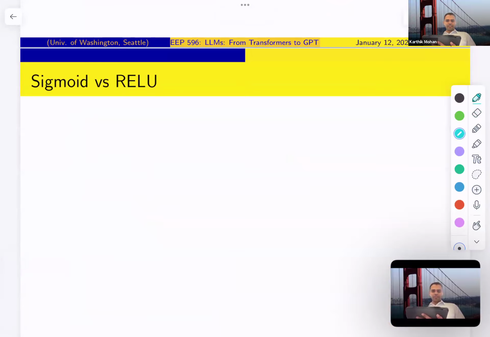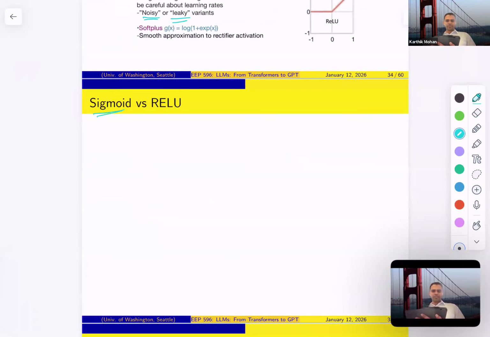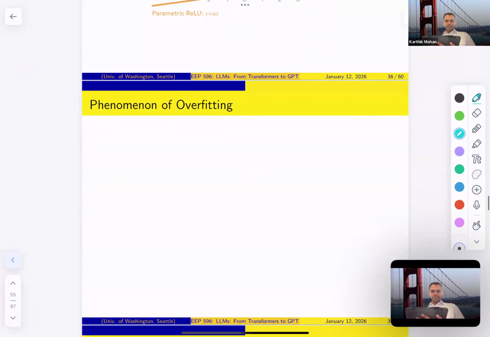So sigmoid versus ReLU, I think we spoke about this. Sigmoid is used in the output and ReLU is used in the input. Overfitting.